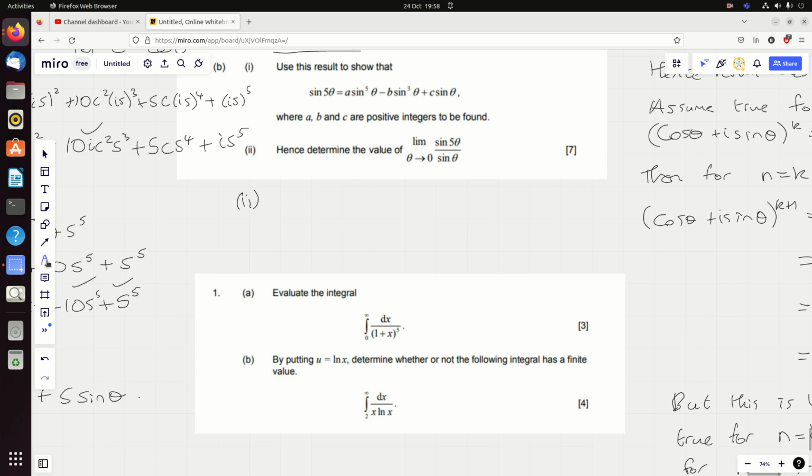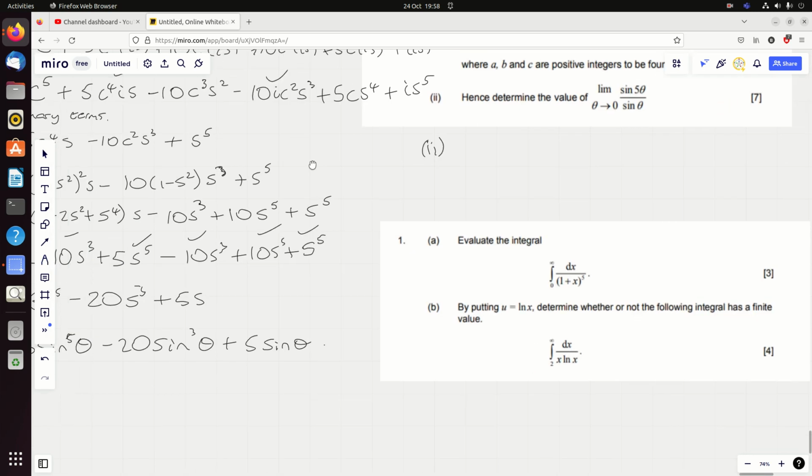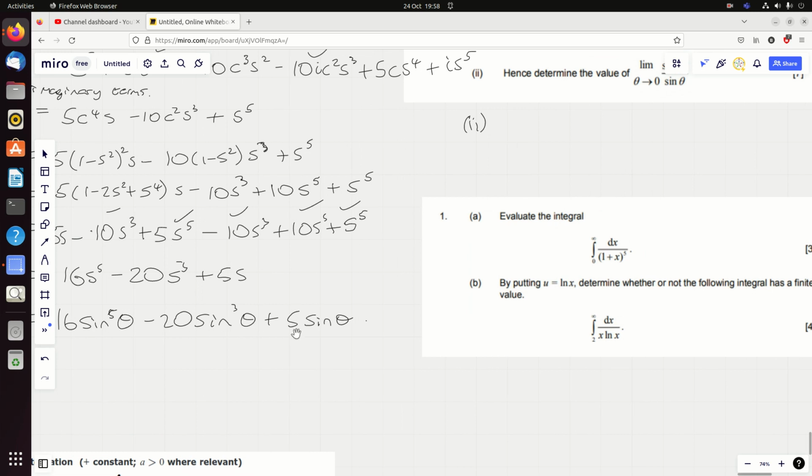And indeed it does, because if we just take our last expression and just divide it by sine theta, you can see you're going to end up with a sine 4 theta here, a sine squared theta here, and a 5 on the end. Hence, when theta is small, because sine of 0 is basically 0, this just goes to 0 and you're left with 5 on the end.